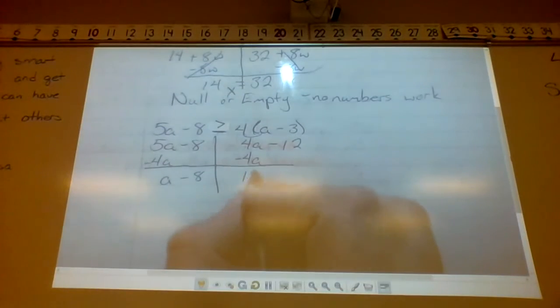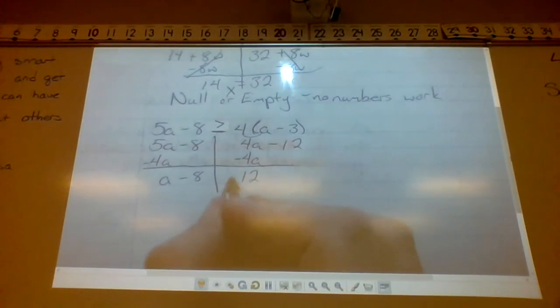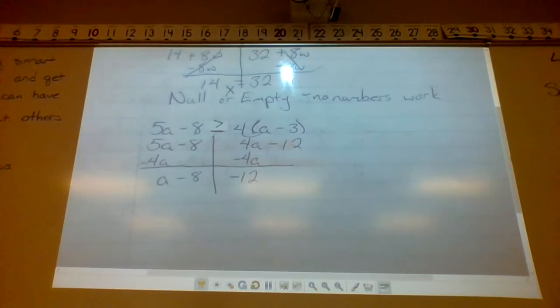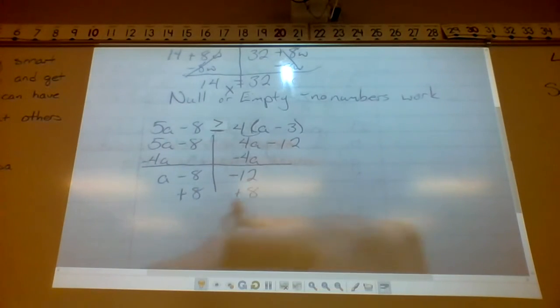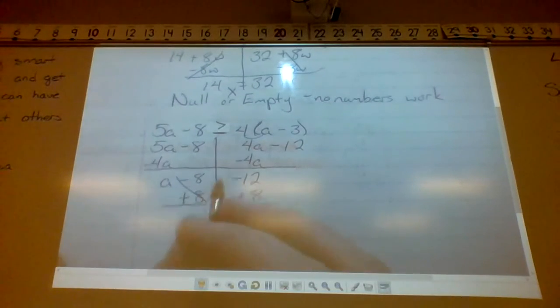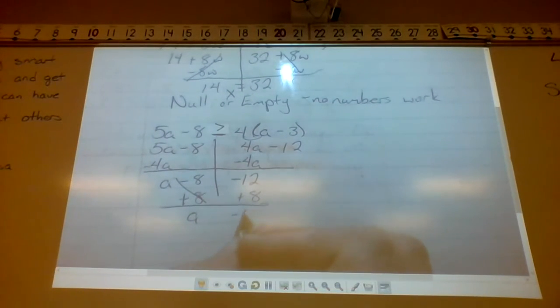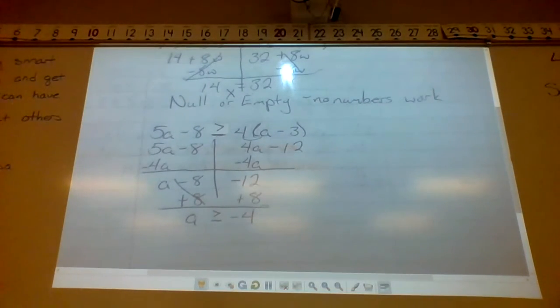On this side, is it a positive or negative 12? Negative. Keep that subtraction as a negative. Now what? You add 12. Where's your variable? On the left, so look at the left. If it's only on the left, that's the only side you need to look at. What operation do you see? What's the inverse? What number? A is greater than or equal to negative 4. Okay?